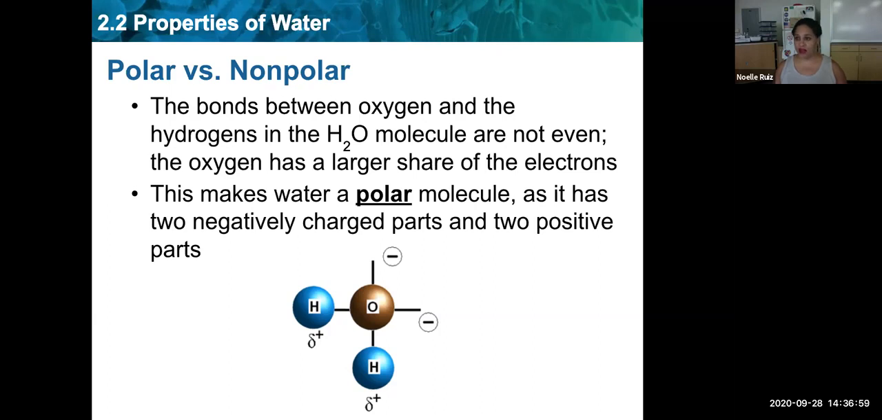There are plenty of atoms and compounds that don't have charge, that the charge is evenly distributed all the way around. Those are the opposite. That's what we call nonpolar because there are no poles.